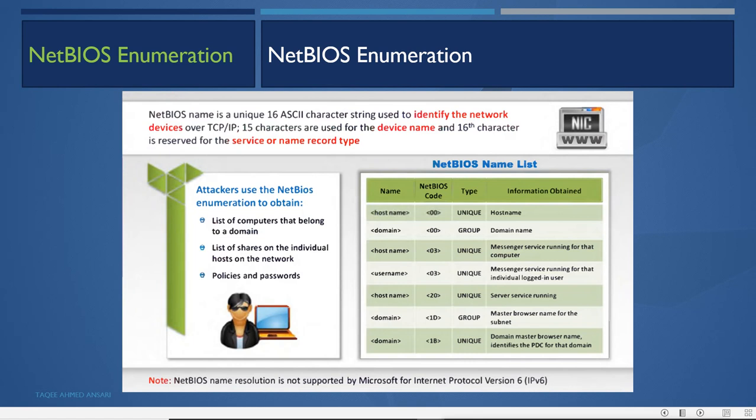It shows the username and it shows the host name for that service. Then for the domain name, it will show 1E, that means master browser name for the subnet. Master browser means the server, which is your domain server. Then 1D is the code for domain master browser name, which identifies the PDC for that domain. PDC is the primary domain controller. So 1B also identifies the primary domain controller.